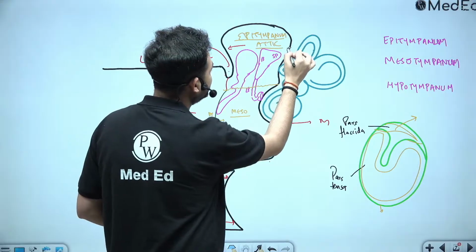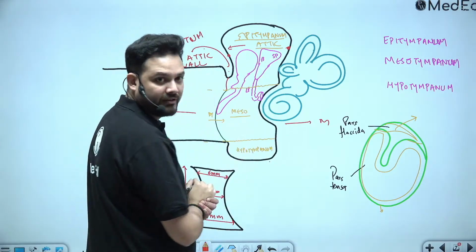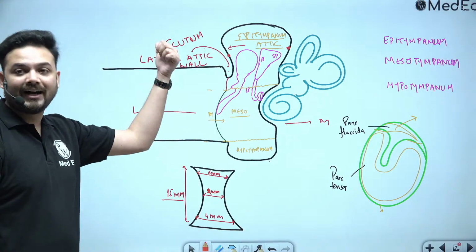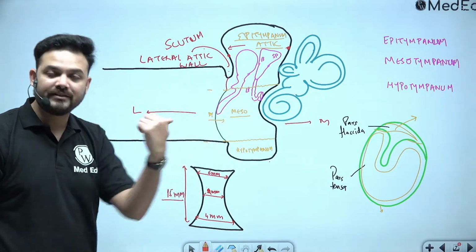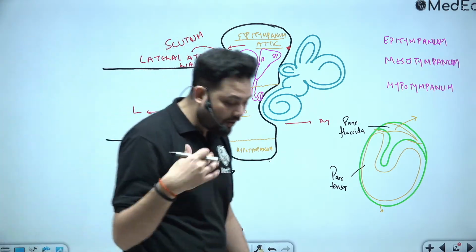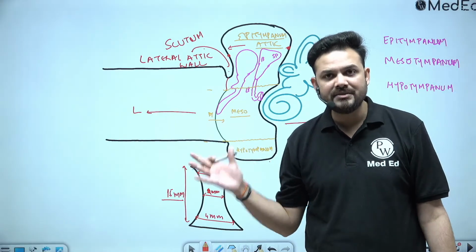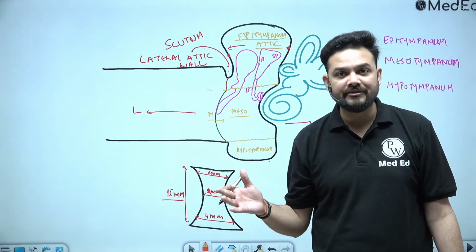If we say this is the medial attic wall, then this is the lateral attic wall. Right? Because this is the lateral side. This is the medial side. So the other name for this lateral attic wall is scutum. It's a very important bone which very commonly gets eroded in a condition called cholesteatoma. We will read this condition later. That's called an unsafe ear.